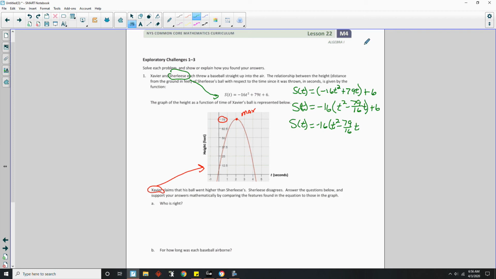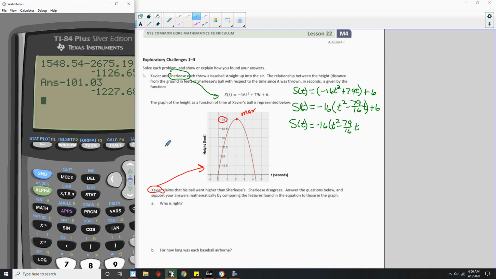So half of 79 sixteenths is 79 thirty-seconds, squared. And that's going to create a mess. So keep in mind that we don't have to show all of our work. Actually, we do. I'm going to keep going. Disregard that. Let me get my calculator because these are strange numbers.